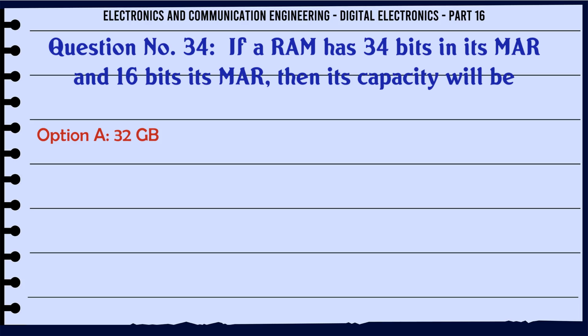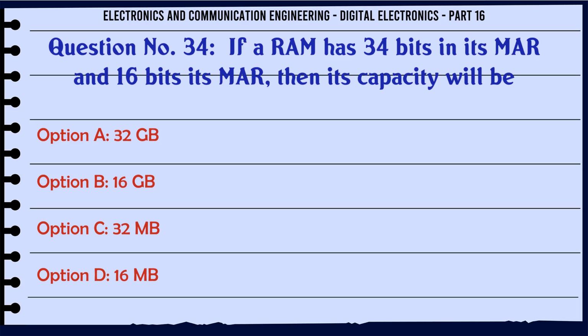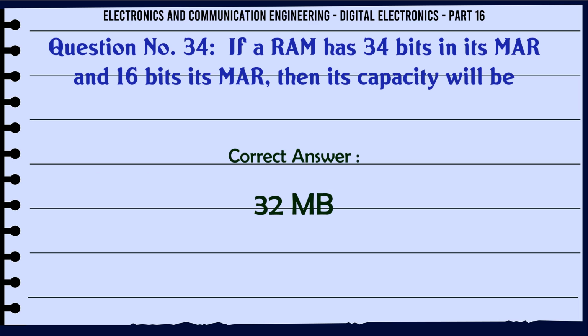If a RAM has 34 bits in its MAR and 16 bits in its MDR, then its capacity will be A. 32 GB, B. 16 GB, C. 32 MB, D. 16 MB. The correct answer is 32 MB.